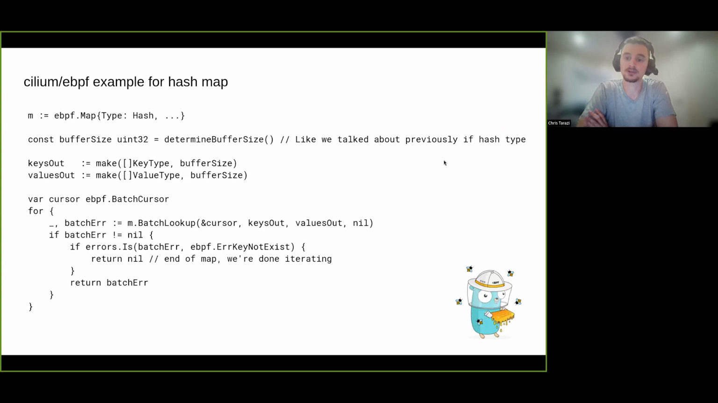Here we have an example of doing a batch lookup to dump a hash map. As we previously talked about, we have the buffer size determined by the square root of 2 times the capacity. And notice the usage of the cursor here, which abstracts away all the complicated details in the API.